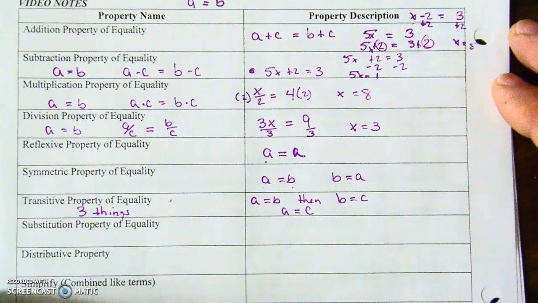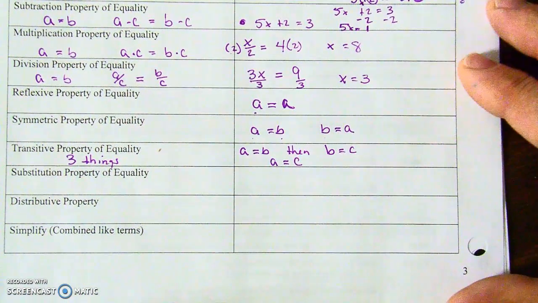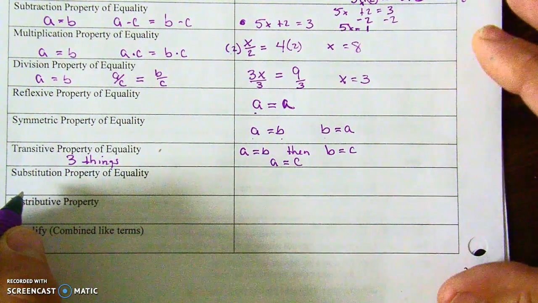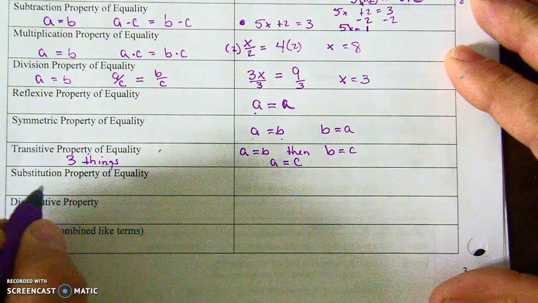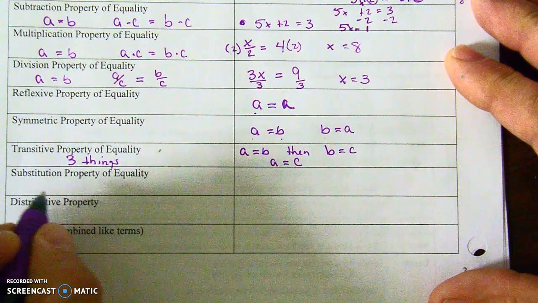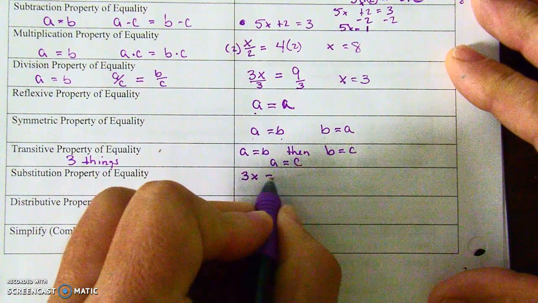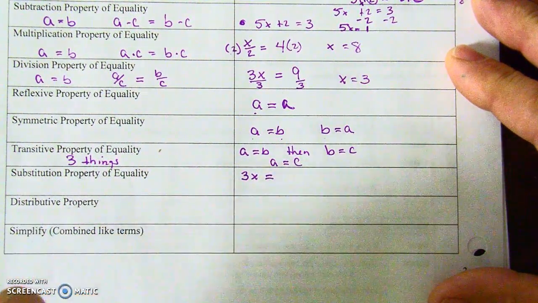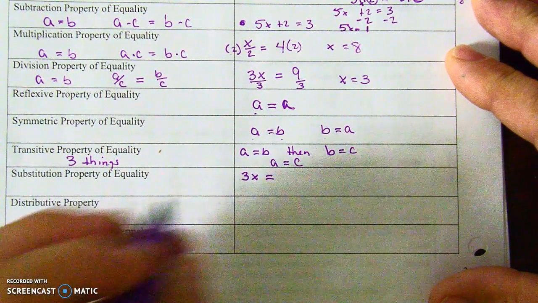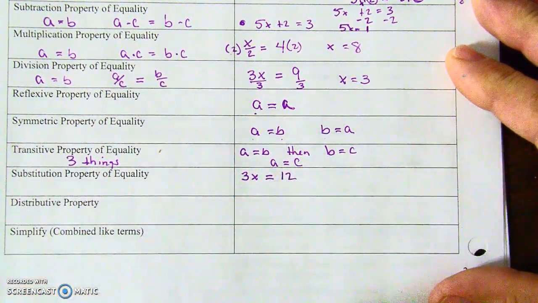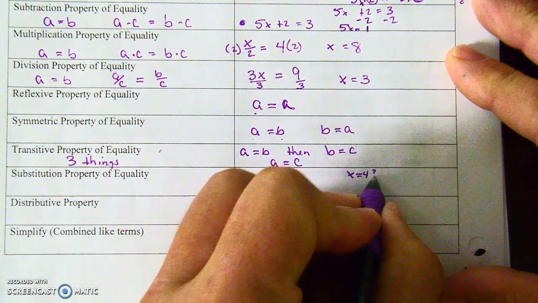All right. Substitution property. Here we go. Substitution property of equality. All we're doing is replacing something with something else of equal value. So if we had a general math problem like 3x equals, I don't know, 3x equals 12. Let's just do that. Okay, and they say, okay, can x equal 4?